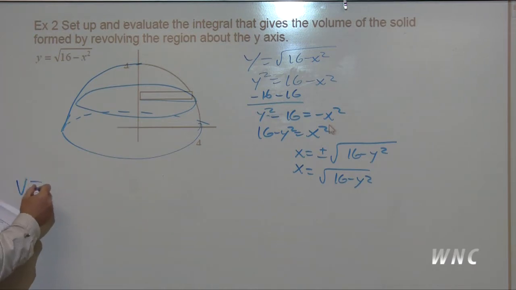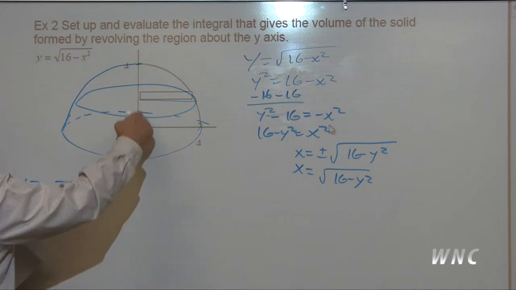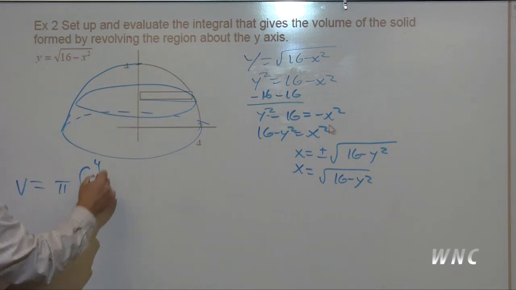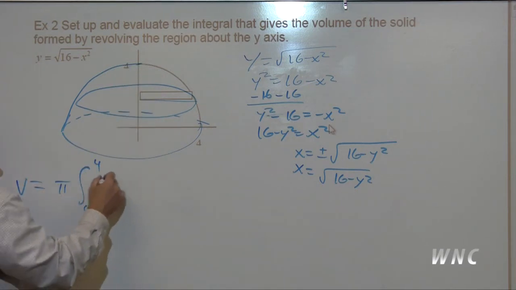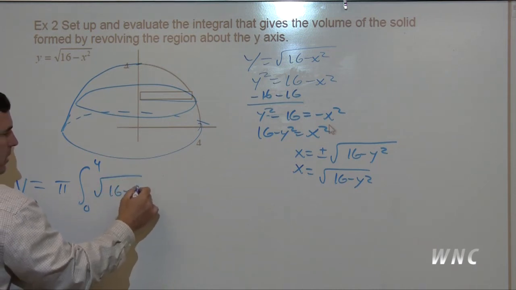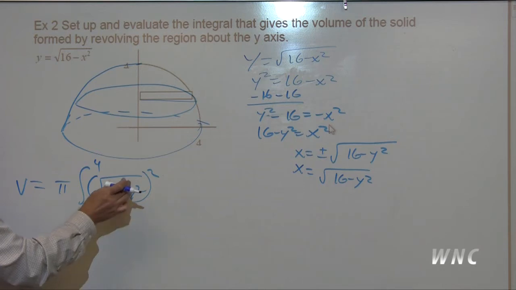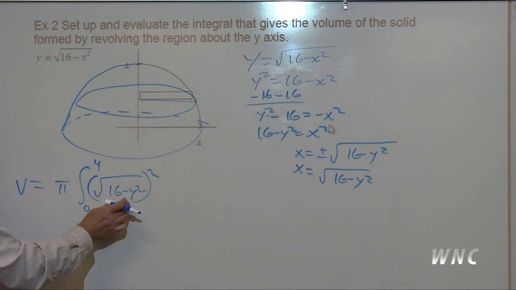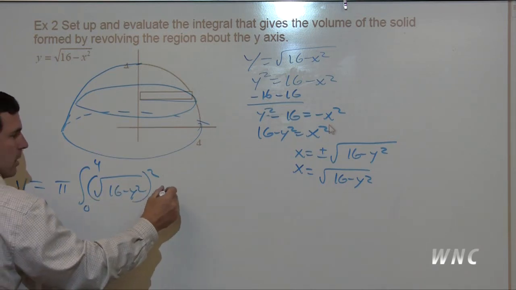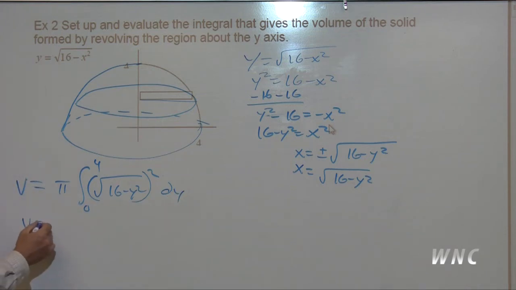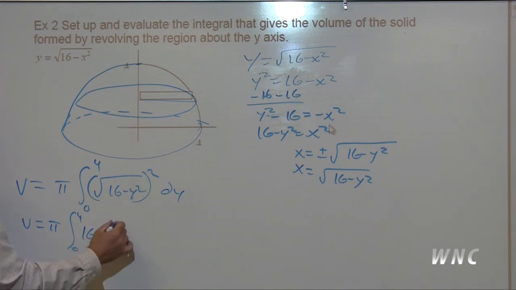So our volume is going to be pi times the integral from 0 to 4 of the square root of 16 minus y squared, squared. This is the radius, pi r squared. The radius is the square root of 16 minus y squared, dy. So the volume is going to be pi times the integral from 0 to 4. If you square that, you just get 16 minus y squared.